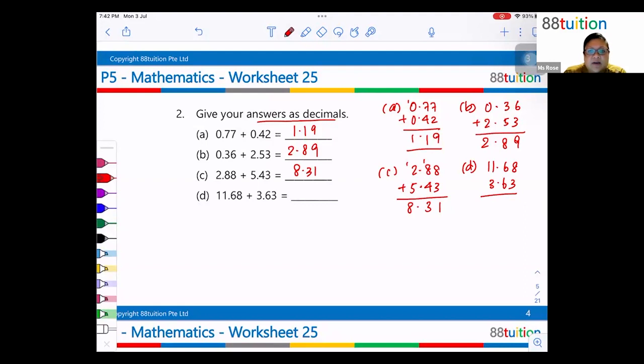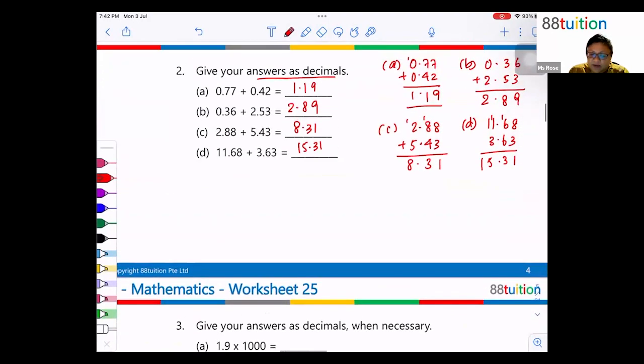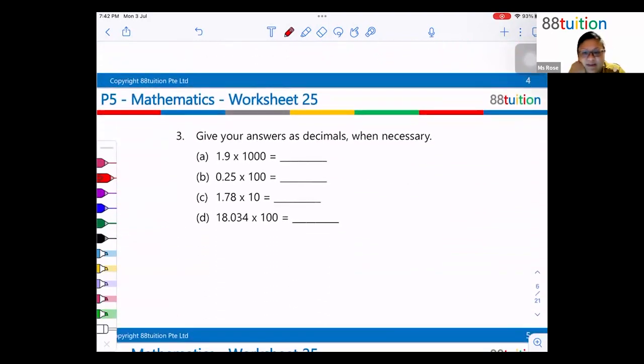Okay. All right. Now, so we have this 5 and 1. 15.31. Okay, so now this is interesting when you see a multiplication. What is interesting about multiplication? So you see, for part A, I have 1.9 times 1,000. So 1,000 has 3 zeros, right? So the easiest way to do this kind of question is to shift. Because it is times, you have to shift to the right.